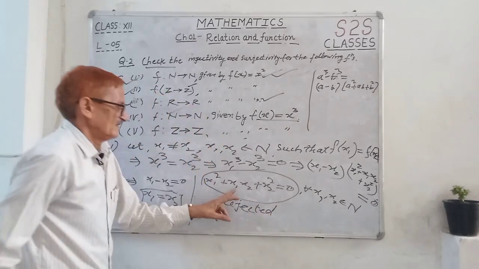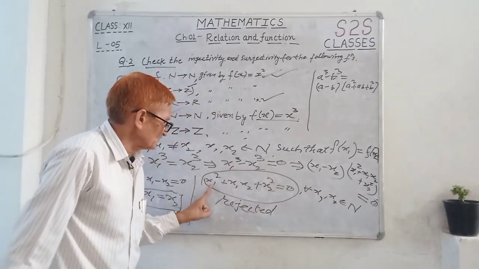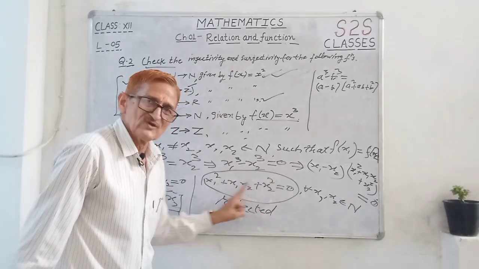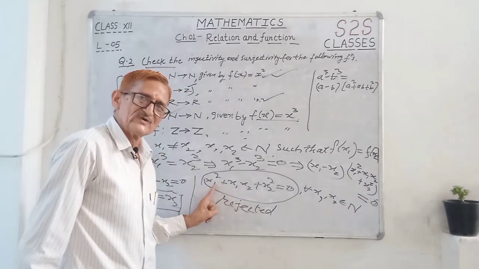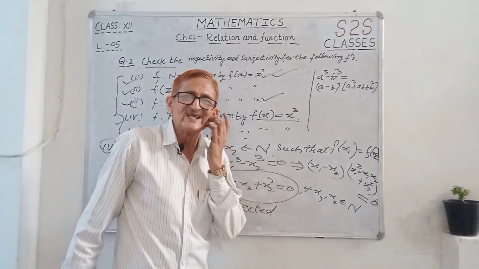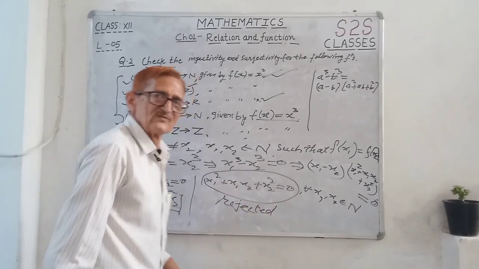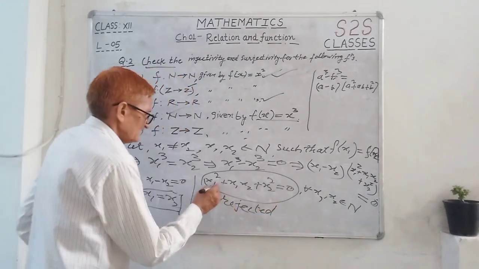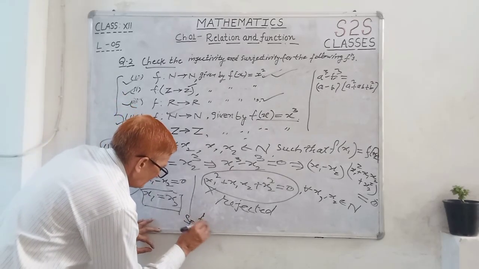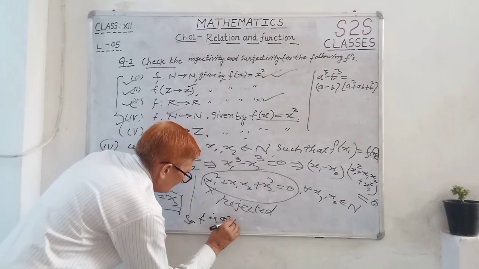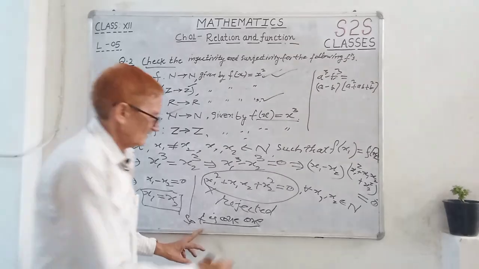Why rejected? Because for x1, x2 natural numbers, the squares are positive, and the product of two natural numbers is positive, so the sum will be positive and it will never be equal to 0. So it is not applicable for natural numbers. So this case is rejected. So from this, f is 1-1. F is 1-1, so it is injective.